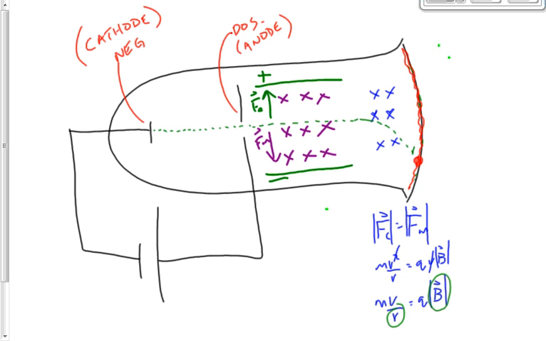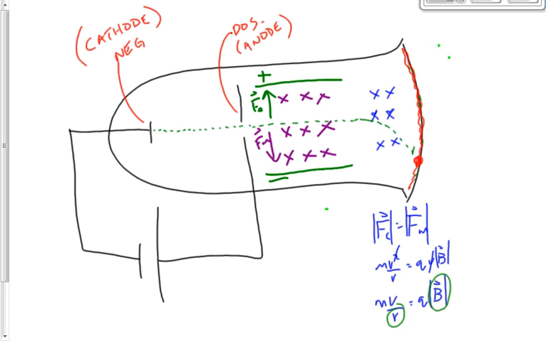Now, some of these negatively charged particles are going to be going too fast or too slow. And if that's the case, then these negatively charged particles will be either deflected upwards or downwards. In other words, if the electric force upwards is bigger, they're going to be deflected upwards. If the magnetic force downwards is bigger than the electric force, then they're going to be deflected downward. So if they're moving too fast or too slow, then they're going to be deflected upwards or downwards.